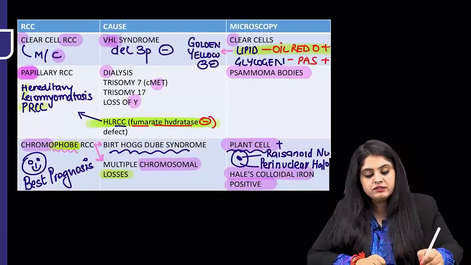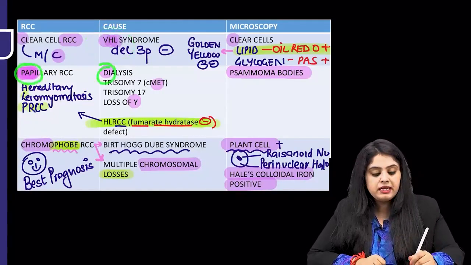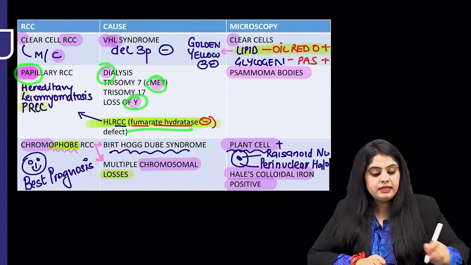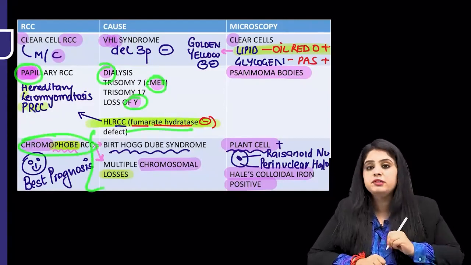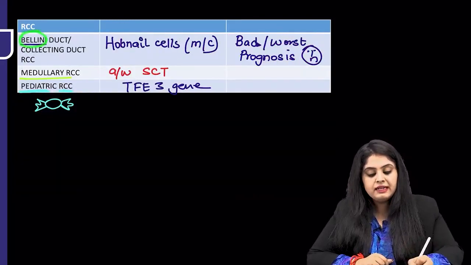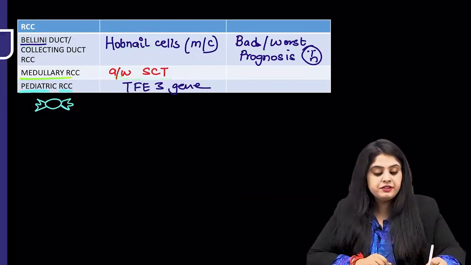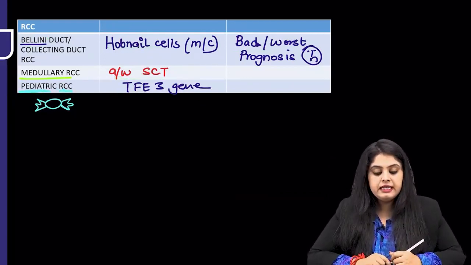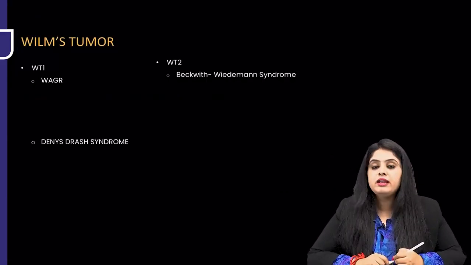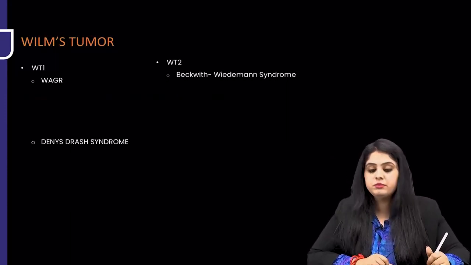So remember, for clear cell, you had to take all the C's and number 3 in order. For papillary, it had to be all papa, fuming papa related. For chromophobe, it was scared of birds and dogs and in love with the plants. For Bellini duct, we did haw belly dance, so hobnail cells and bad prognosis. For medullary, it is sickle cell trait, and for pediatric, it is TFE3 gene. Okay with everyone? The adult tumors are done. We are left with the last tumor, the tumor that occurs in children, and that is Wilms tumor.